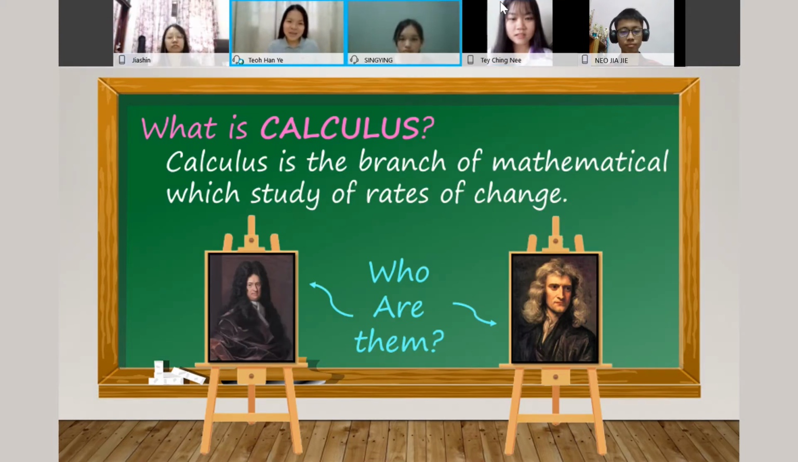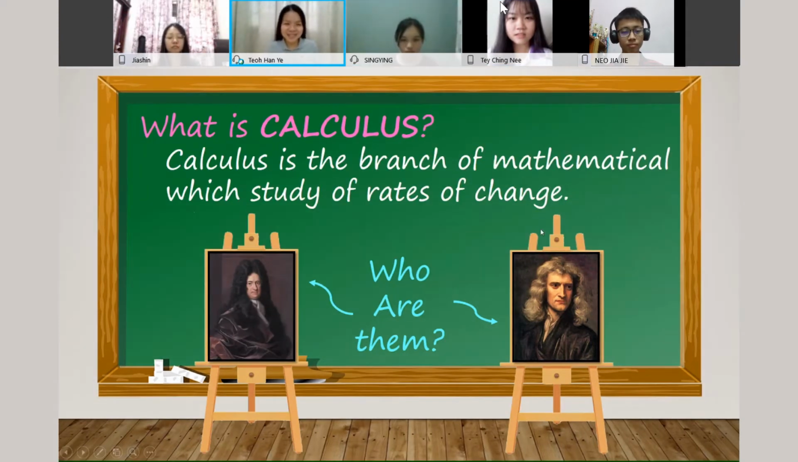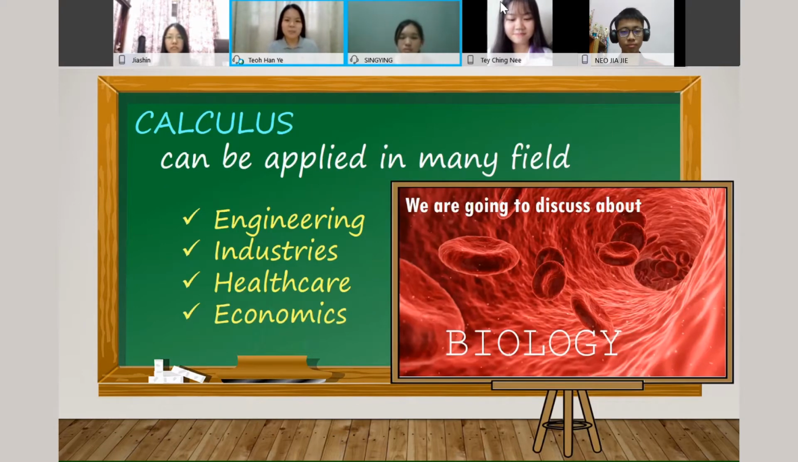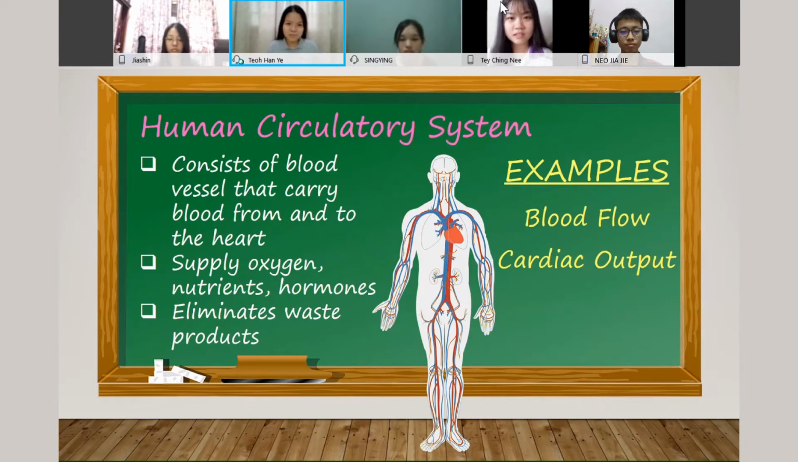Calculus is the branch of mathematics which studies the rate of change, developed by two mathematicians, Gottfried Wilhelm Leibniz and Isaac Newton, in the 17th century. Furthermore, calculus can be applied in many fields such as chemistry, physics, healthcare, and so on. But we are going to discuss biology, which is the human circulatory system.